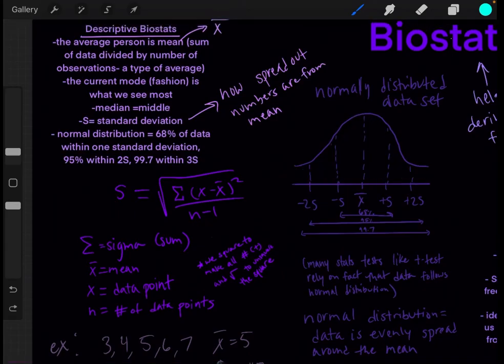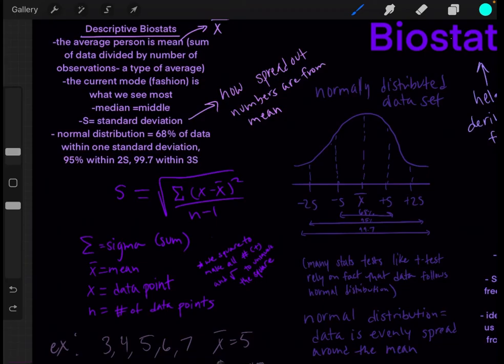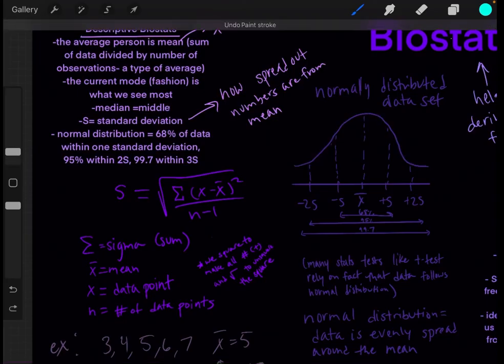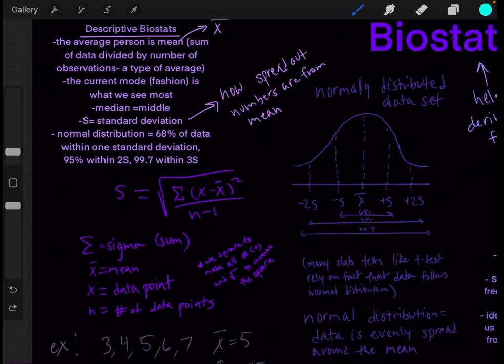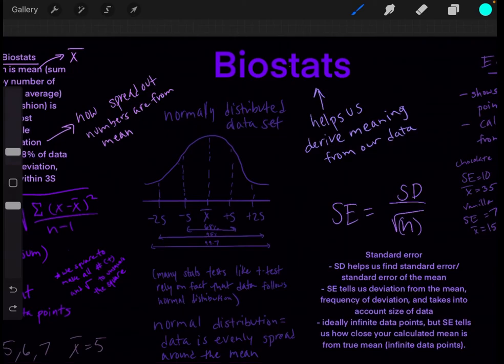So why do I need to know this? Well, many statistical tests, like the t-test, which you don't need to know, that's for higher level college courses, rely on the fact that the data follows a normal distribution. So the data is relatively like this perfect bell curve that we see here. The data is not too spread out or sporadic, or else that will mess up our analysis.